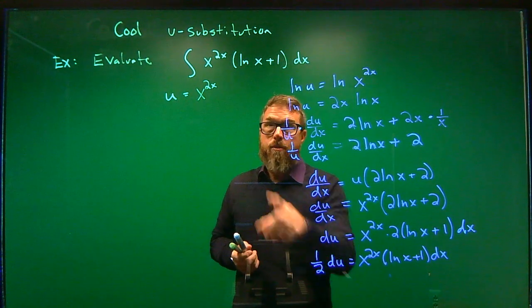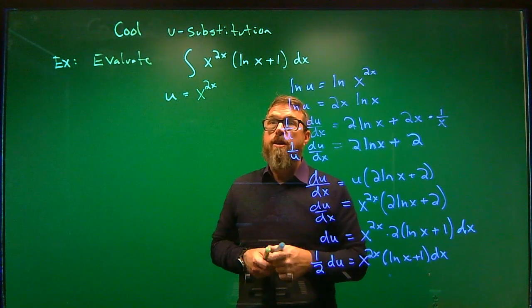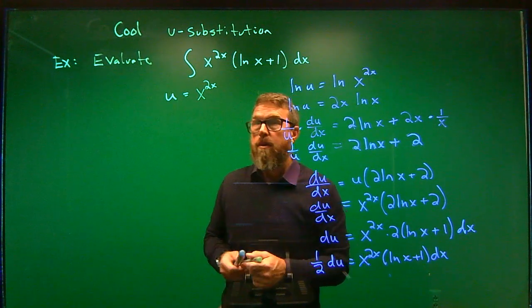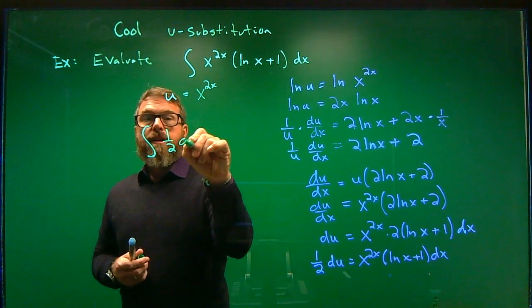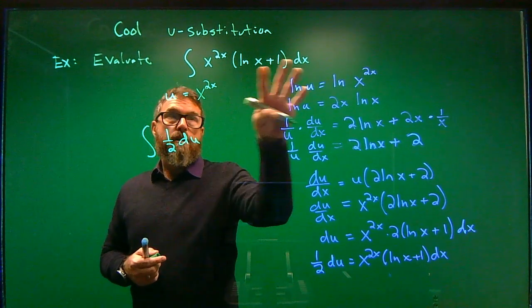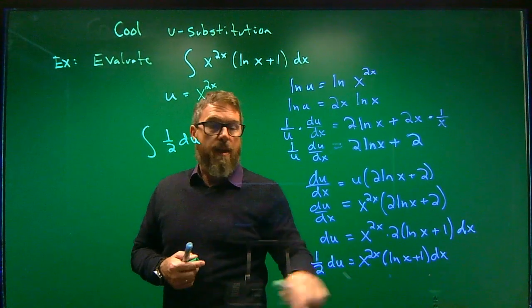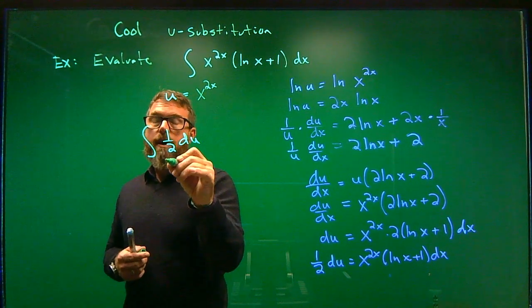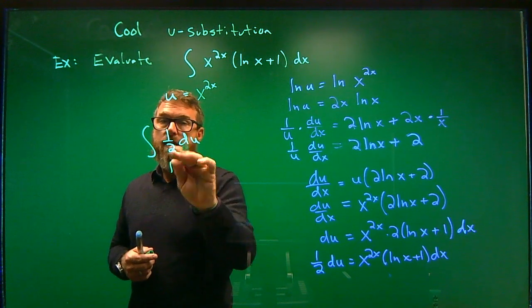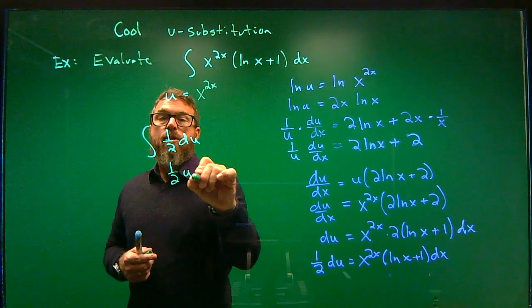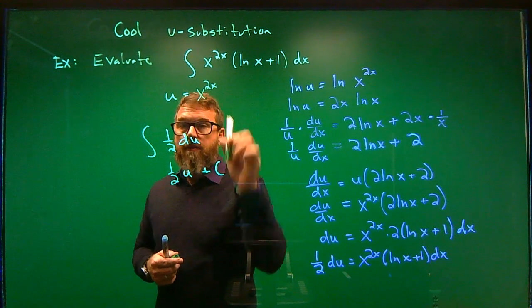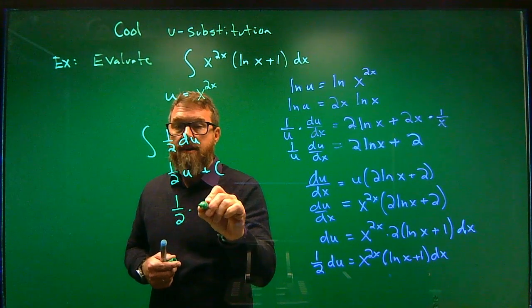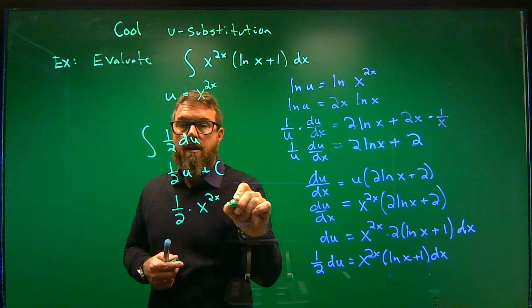So this thing is nothing more than the integral of 1/2 du. Making our substitution, this entire thing is equal to 1/2 du. Now I can integrate it. The integral of 1/2 du, I can pull out the constant, so this is 1/2 u plus c, where u is equal to, finally using this equation, 1/2 times x to the 2x plus c.